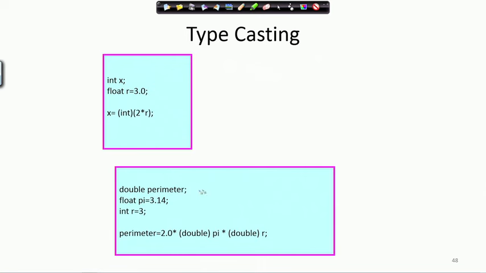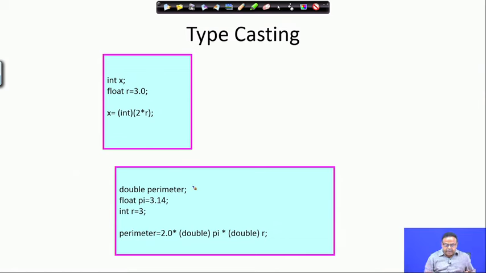Here is another example. Say perimeter has been defined as double. That means, it can have twice the floating point space. Pi is a float 3.14. Now, here you see this pi, we had encountered pi earlier, but here this pi is not the constant which has been defined using define, but pi is a variable which has been initialized at the time of declaration, and r is an integer. Therefore, when I am computing perimeter is twice pi r, what am I actually doing? I am trying to compute 2 pi r, right, the circumference of a circle.